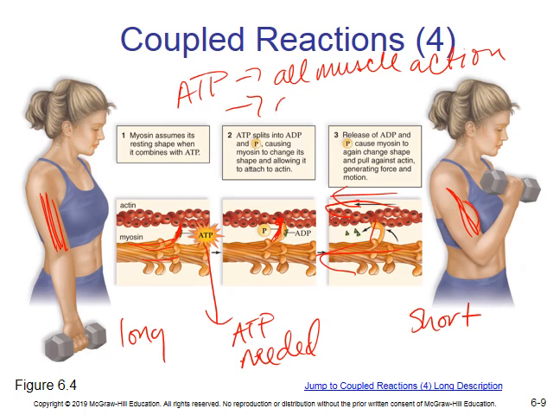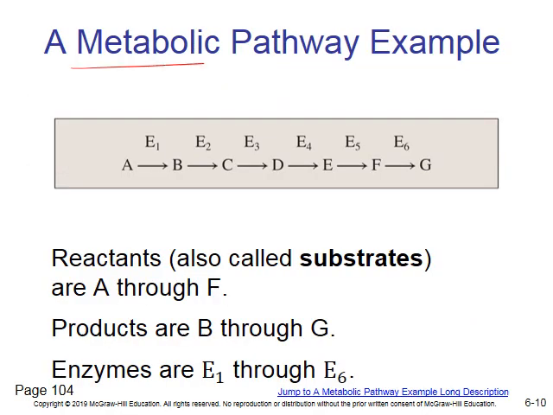It's also needed for all nervous cell transmission. So for your brain to talk to some part of your body, it requires ATP. I wanted to show you this metabolic pathway. This is a very linear example. We have lots of chemical reactions that happen inside the body, and they can have very diverse pathways. So this one's just pretty simple.